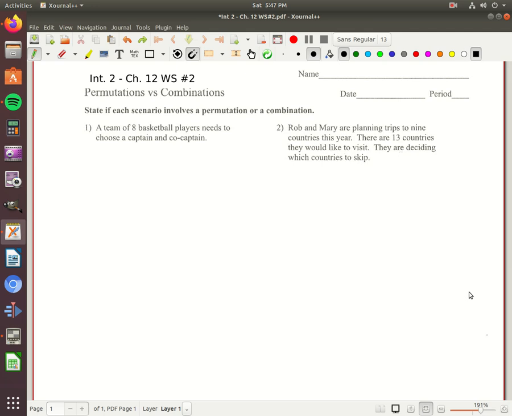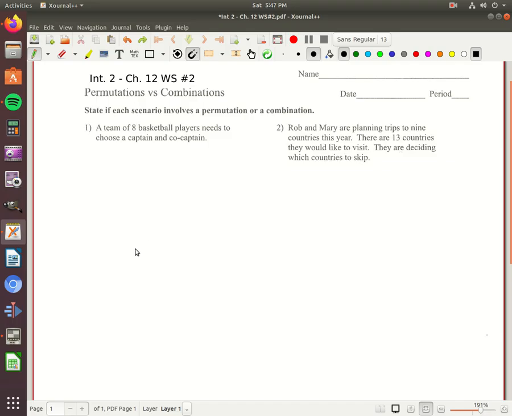Final lesson of the Integrated 2 school year. Integrated 2, Chapter 12, Worksheet 2, talking about permutations versus combinations. So, really kind of confusing stuff, but if you stay on top of it, it's not too bad. I would definitely encourage you to fill out that note sheet and keep that thing handy as you're going through this. That way you can keep the difference of the two in order.